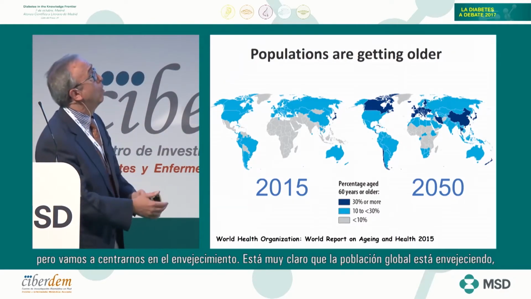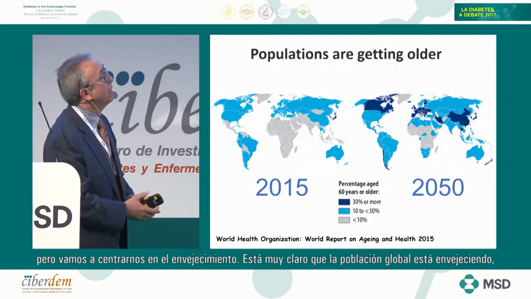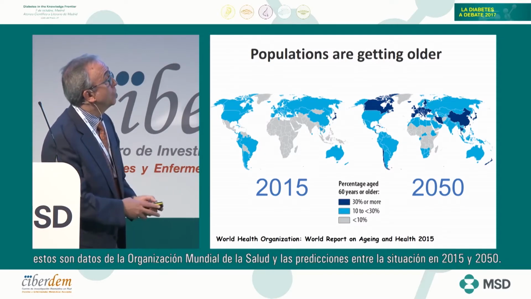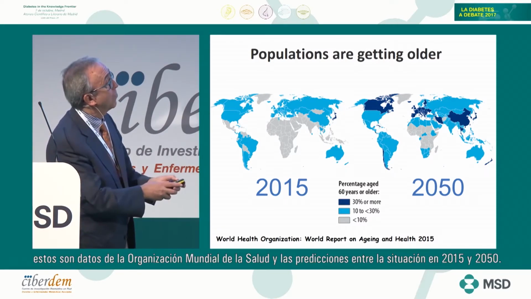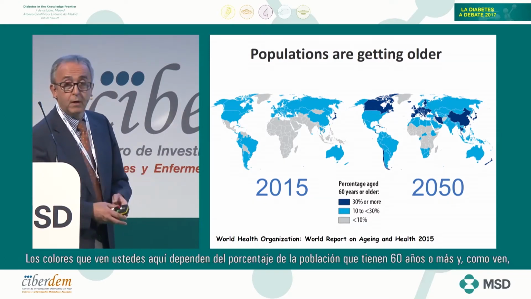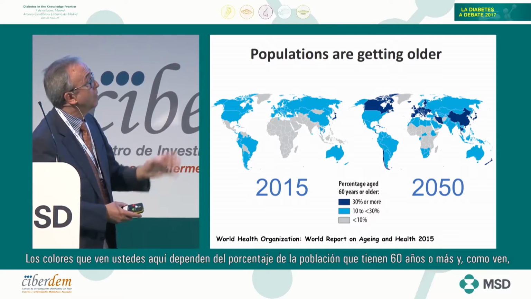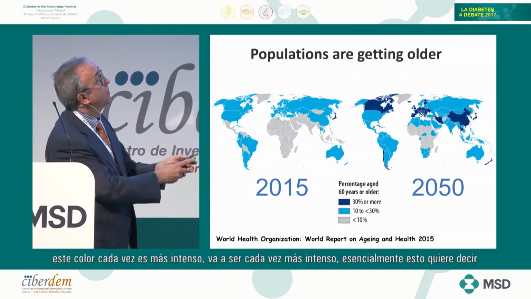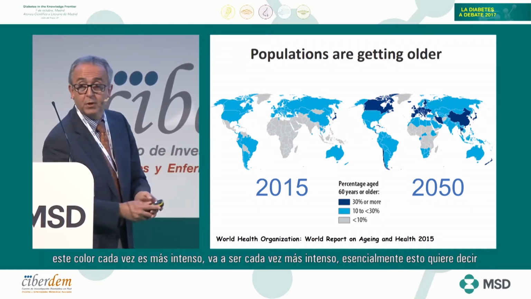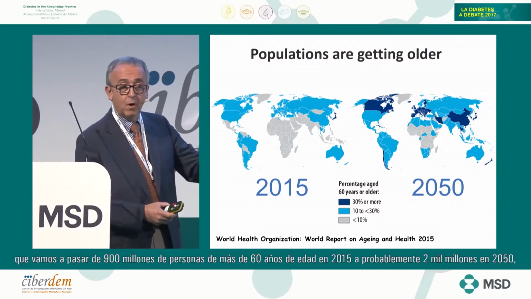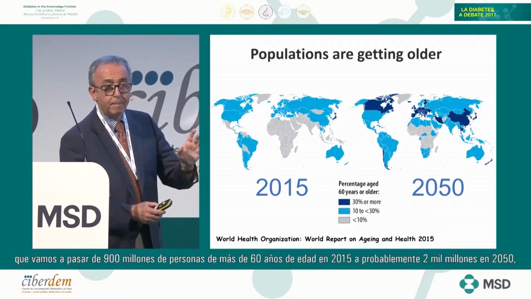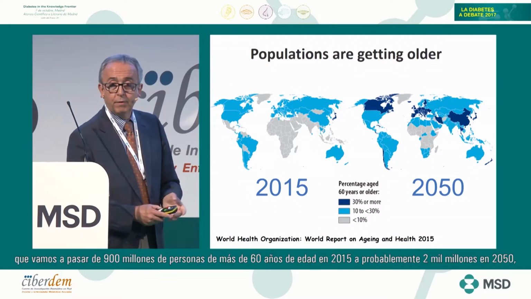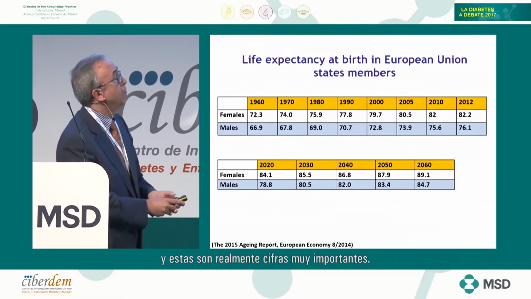It is very clear that our global population is becoming older. Those are data taken from the World Health Organization and the predictions between the situation in 2015 and 2050. The colors you see here depend on the percentage of people in the population which is 60 years or older. And as you see, this color is going to be getting more intense, which essentially means that we are going to pass from 900 million people above 60 years of age in 2015 to probably 2 million in 2050. So those are really big numbers.